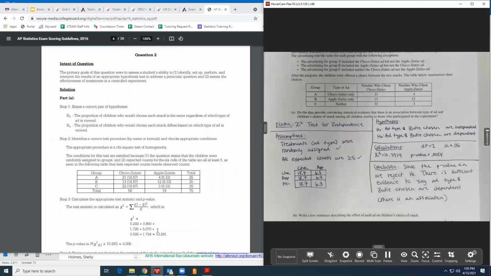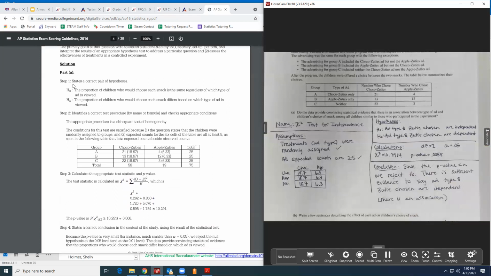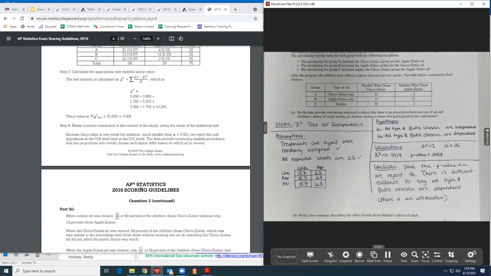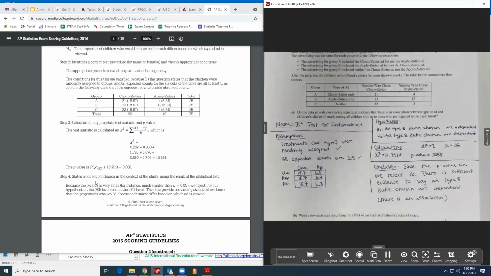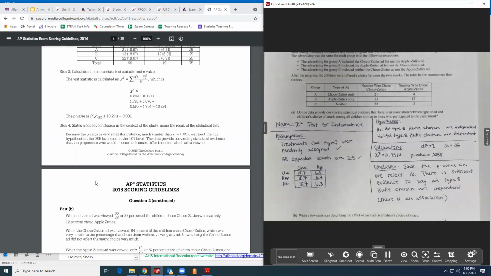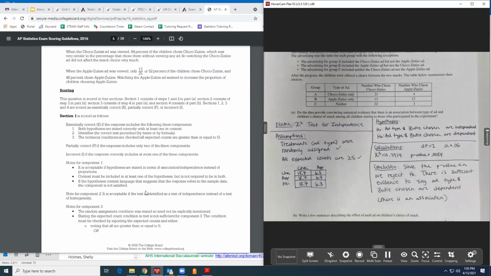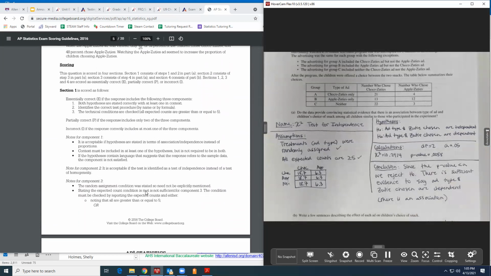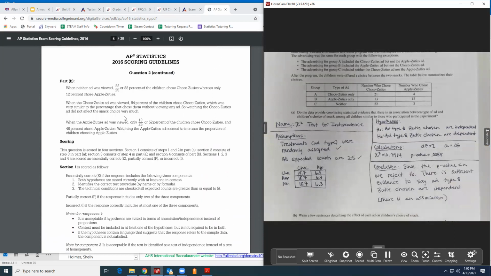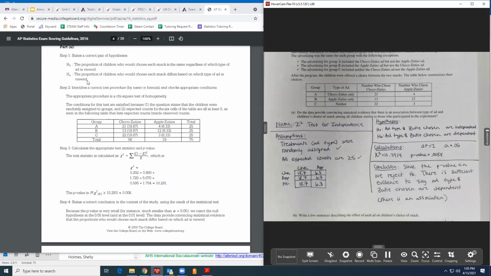Here it gives the ideal solution. We'll look back at this if we need to. And then down below is how it's scored. So this question is scored in 4 sections. Section 1 consists of steps 1 and 2 in part A, which were the hypotheses and the assumptions.